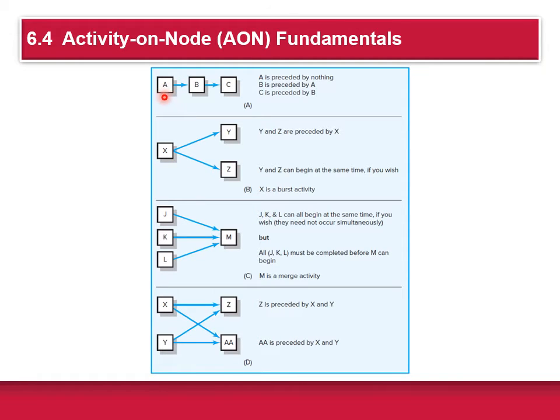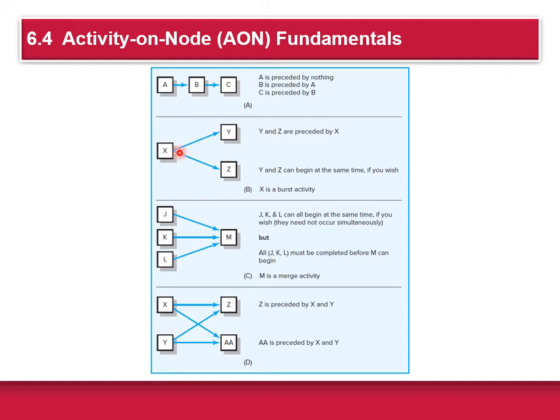So for example, here you see A going to B and B going to C. The way this is stated in words is like A is preceded by nothing. There's nothing that comes before A. B is preceded by A. C is preceded by B.